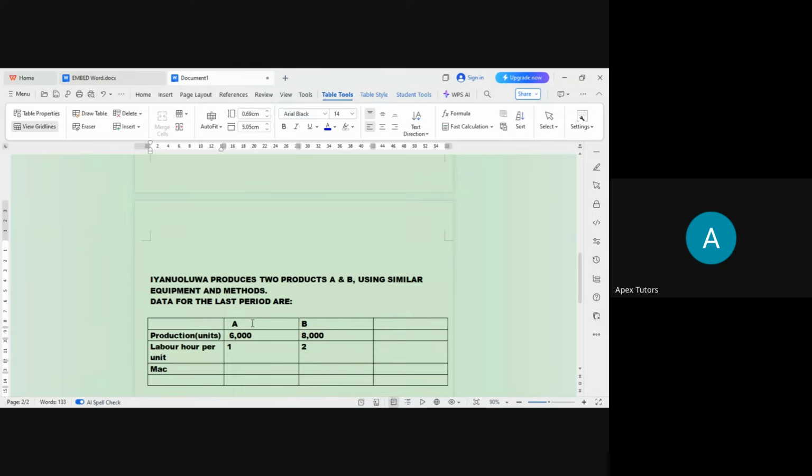Again, we have machine hour per unit. Always read. Reading is one of the secrets to passing these exams. You look at those words attached to the question, then you'll be able to interpret well. Machine hour per unit. Then we have setup in period. We have it as 15 for A and 45 for B.